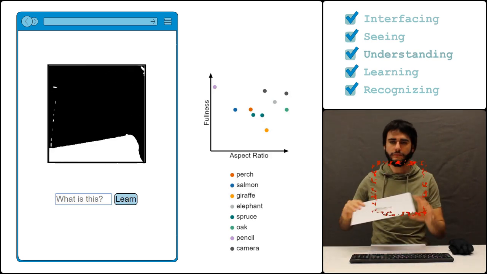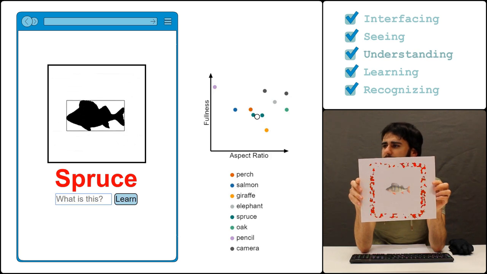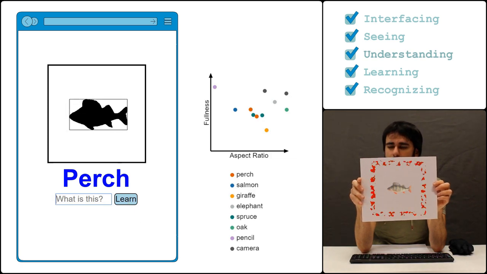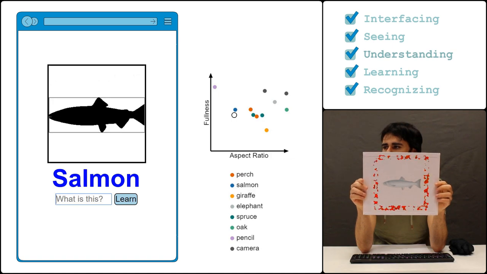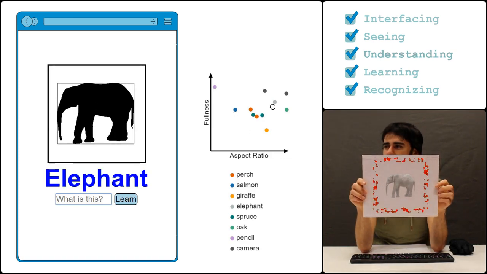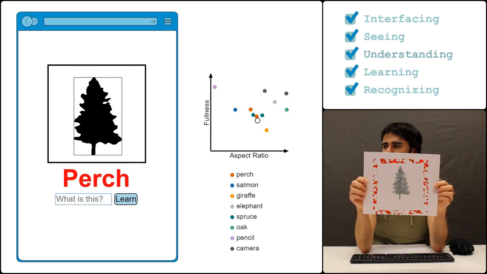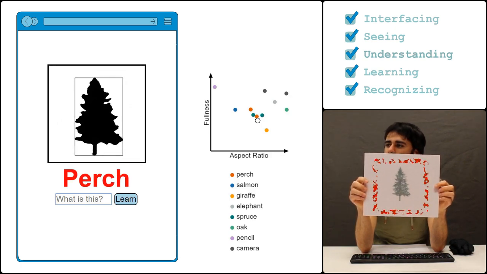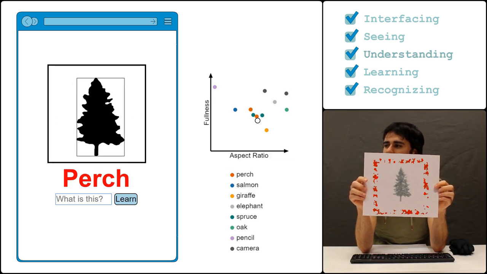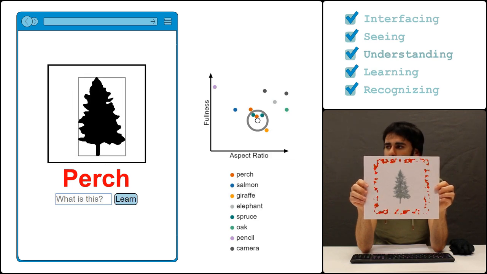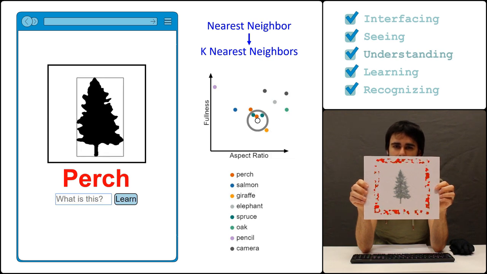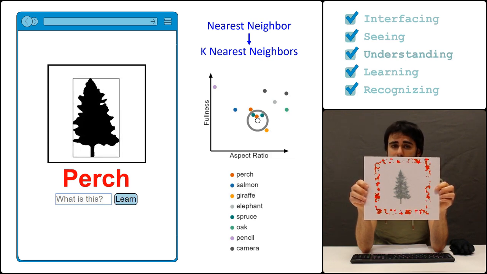Let's try another set. Tough start. This is a perch. It can't be helped though. Our current features, well, this just looks pretty much like a spruce. Yes. Yes. Yes. No. Now, yeah, the nearest neighbor here is a fish, but if we look at the next nearest neighbors, they are both spruce. A more advanced method can use more neighbors and decide based on the majority. We won't do that now, but just so you know.